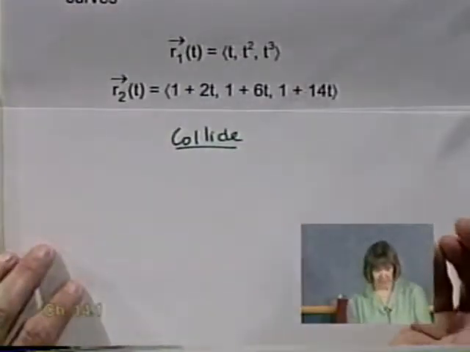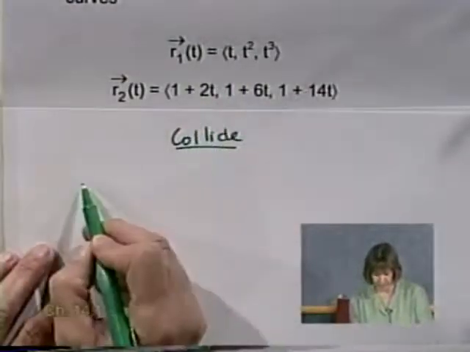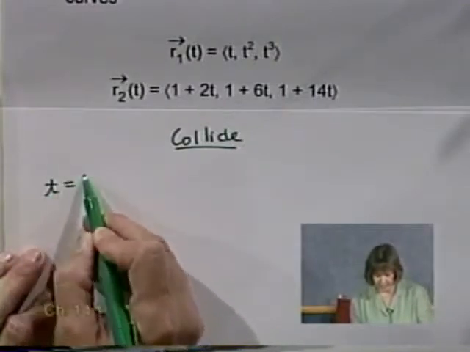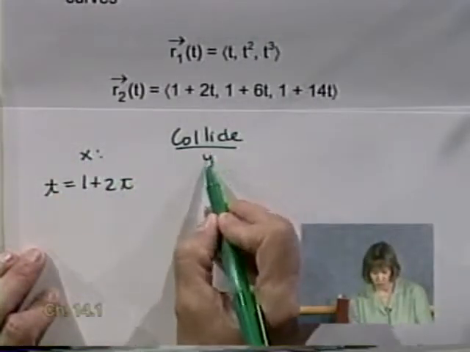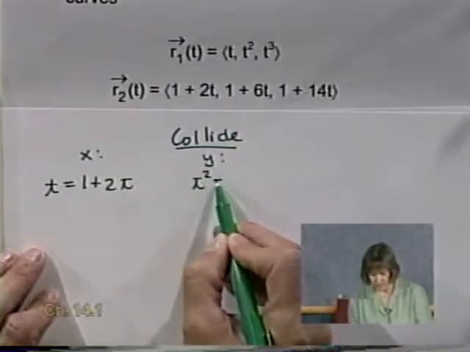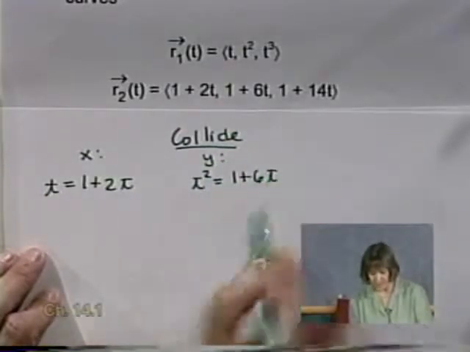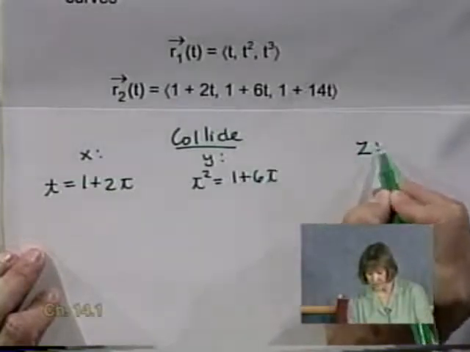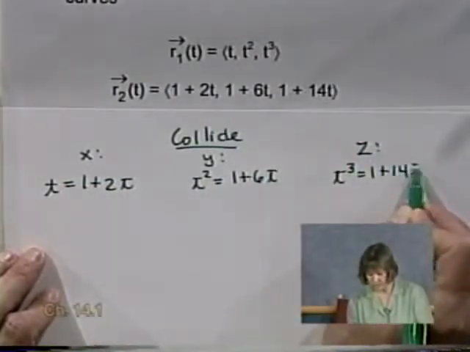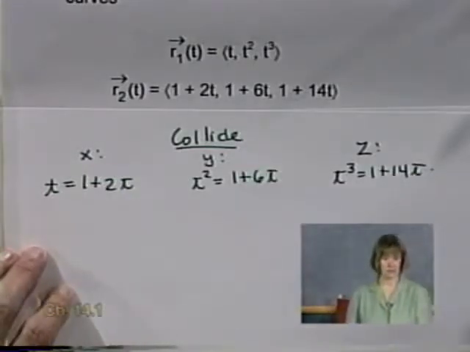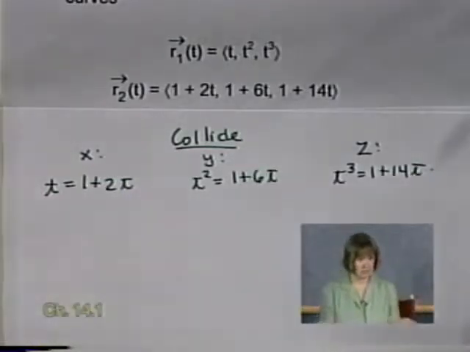So in order for them to collide, the x coordinates have to be the same. So this x coordinate has to equal that x coordinate. T has to equal 1 plus 2t. That's setting the x's equal. The y's have to be equal. T squared has to equal 1 plus 6t. And at the same time, the z coordinates have to be equal. T cubed has to equal 1 plus 14t. So at the same time, their x, y, and z coordinates have to be identical.